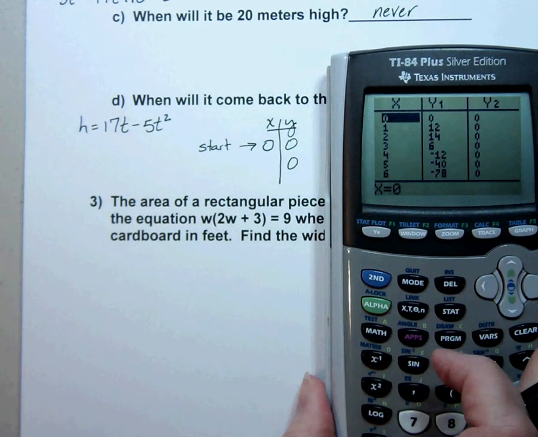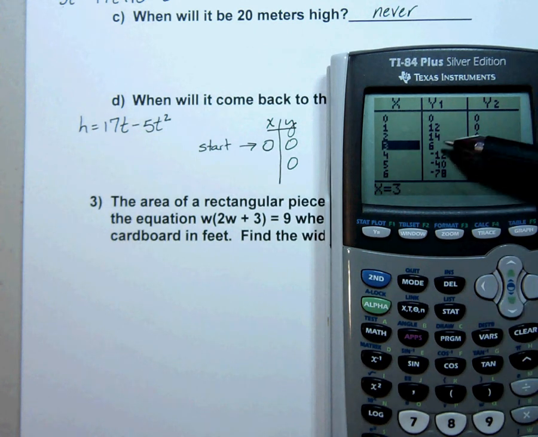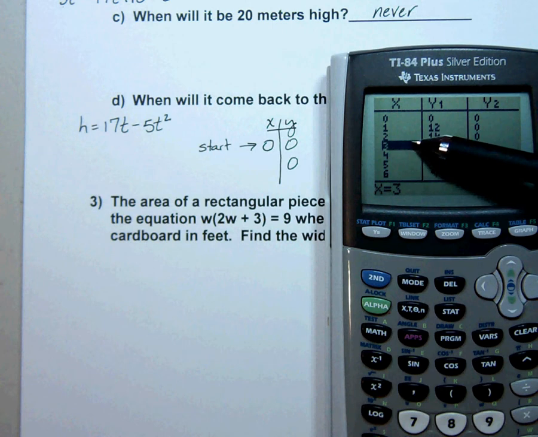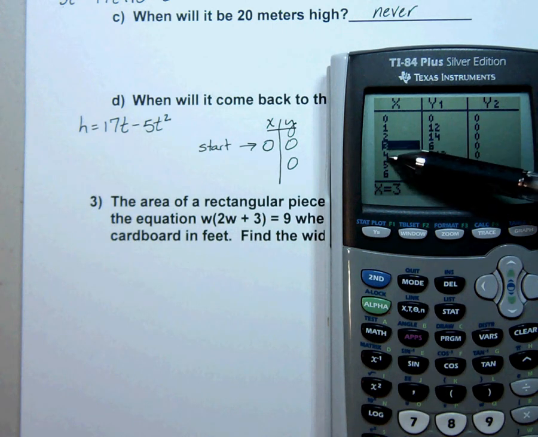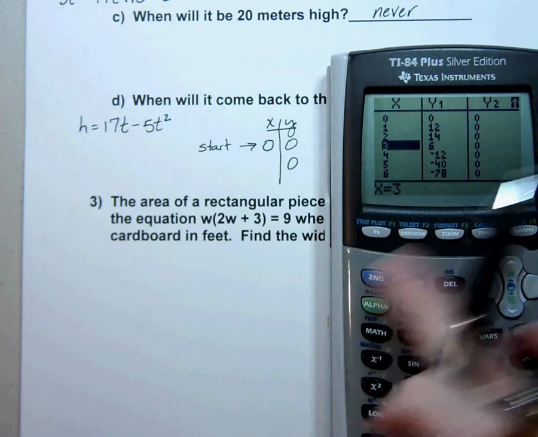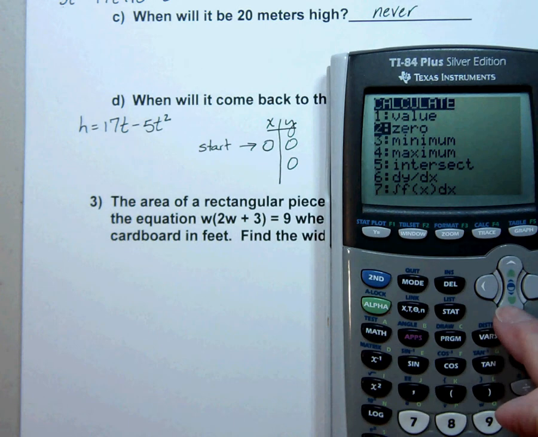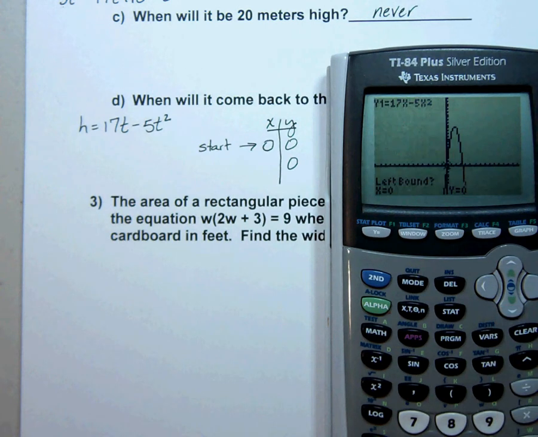Now look at the table here. Does it make sense that because 3 is at 6 meters high and then 4 is at negative 12, it's going to hit the ground somewhere between 3 and 4 seconds? So that's a hint on where this one's going to be. Now let's push second trace and then number 2 because it's a 0 and push enter.